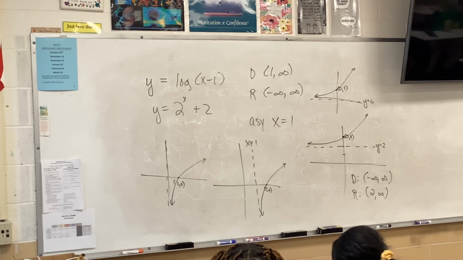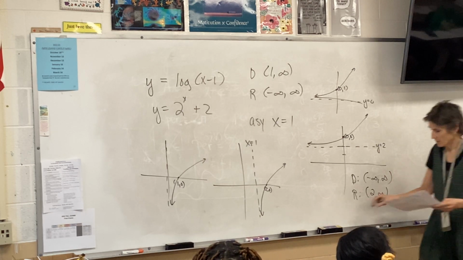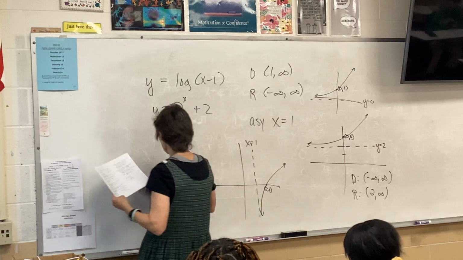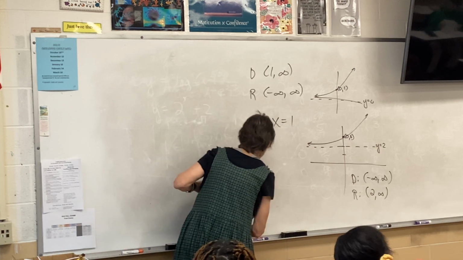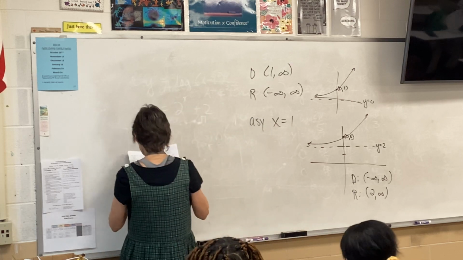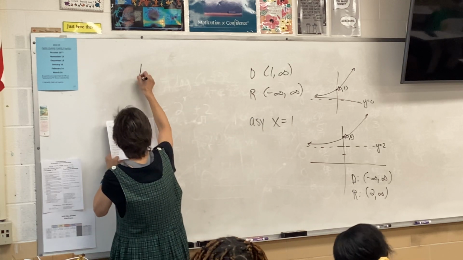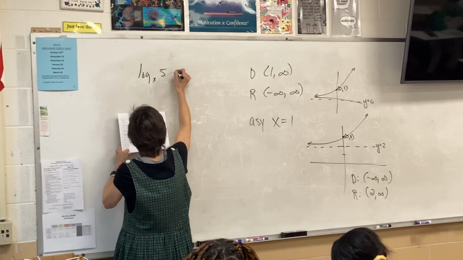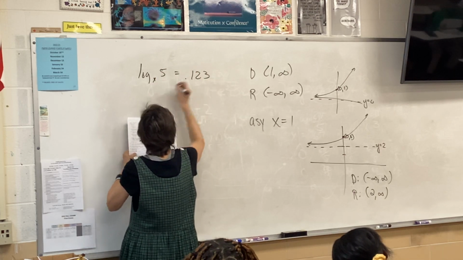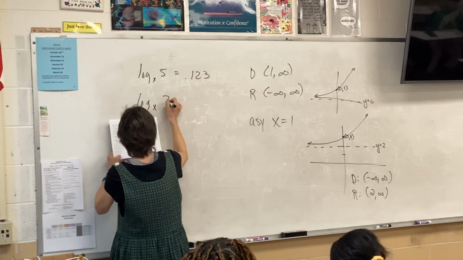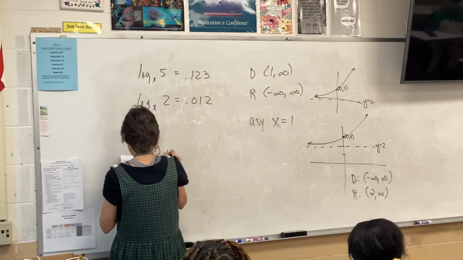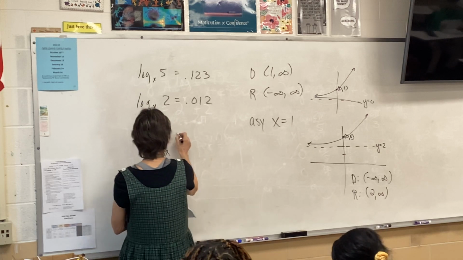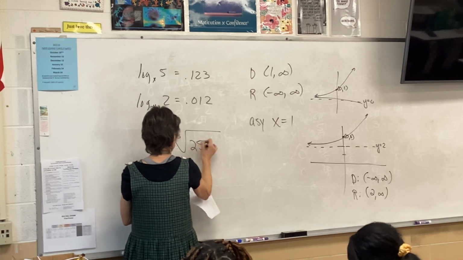All right. And this one is a calculator problem, so it has a little star next to it. So this is a calculator situation. And here is the given. It says the log base x of 5 is 0.123. The log base x of 2 is 0.012. And the problem is, find the log base x of the cube root of 25x squared.